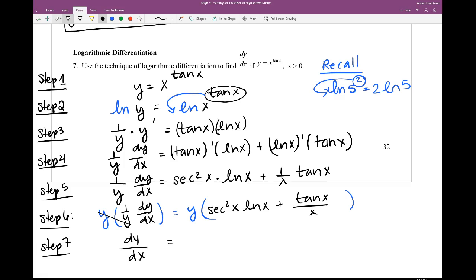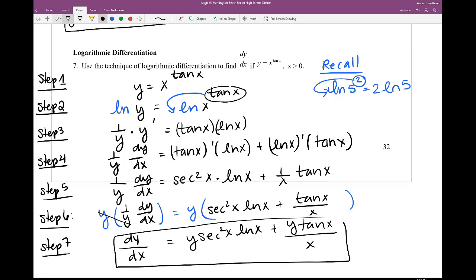I can distribute the y, so this just maintains this in the front. There's not much you can do with this. So y secant squared of x times ln of x plus y tangent of x divided by x. And that is my answer to example 7. Okay, so let's just recap really quickly.